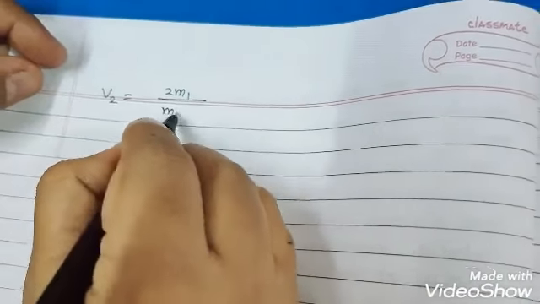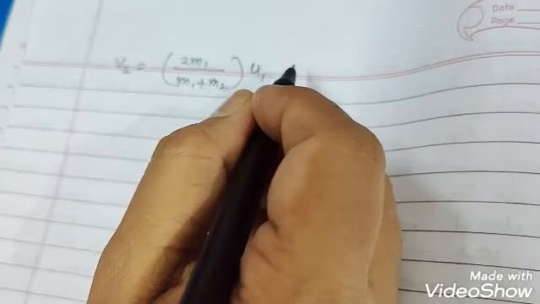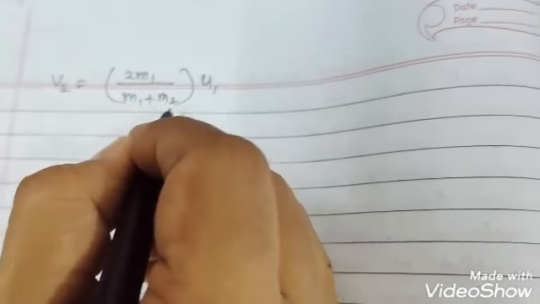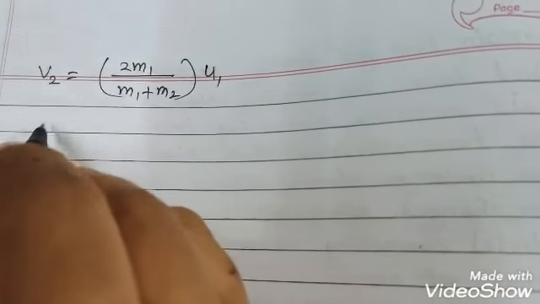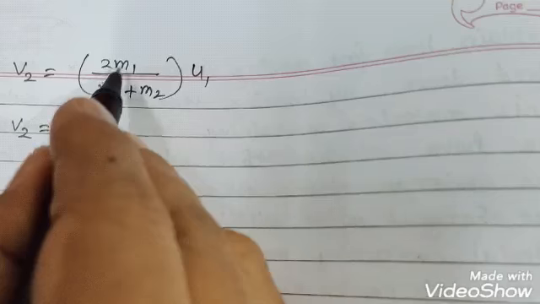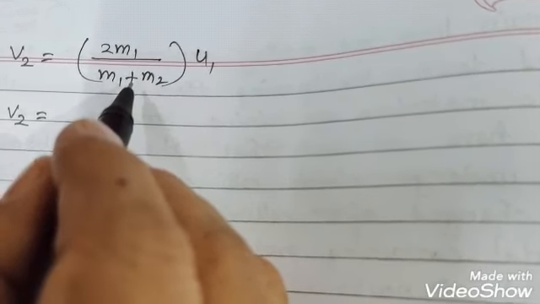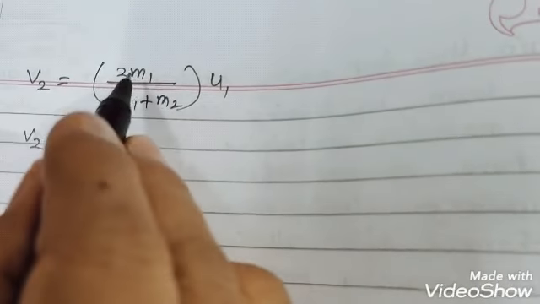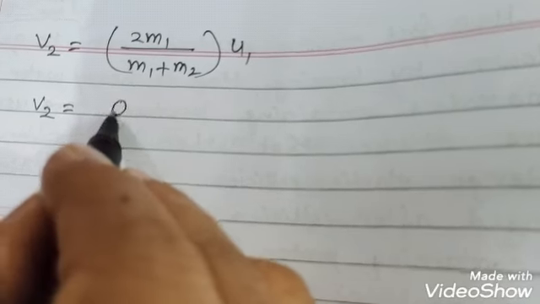This is v2, and it is equal to 2m1 upon (m1 plus m2) times u1. The second term, containing u2, is 0. Once again we will neglect m1, since m1 is very small in comparison to m2, so the whole term tends to 0. In such a case this term will be 0, so the whole expression will be 0 here.